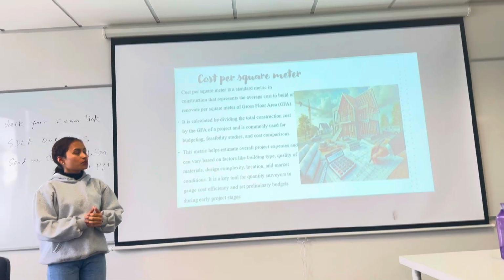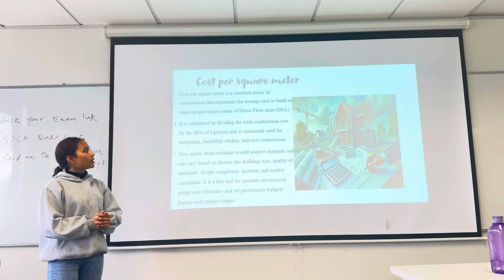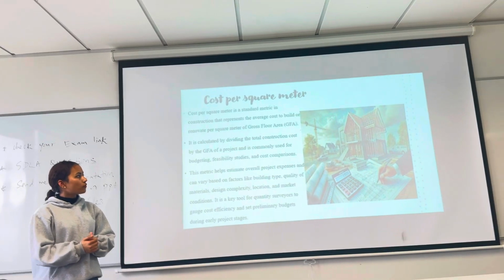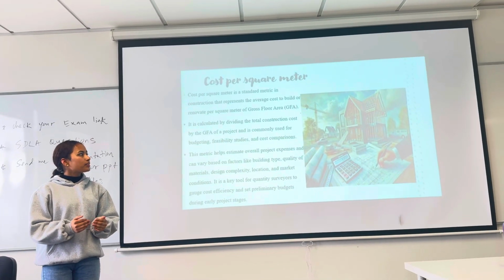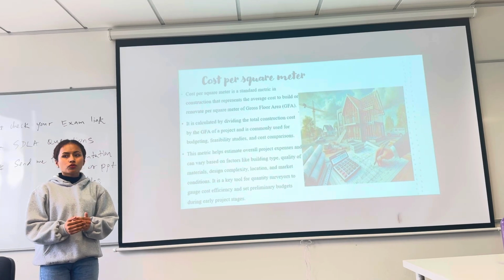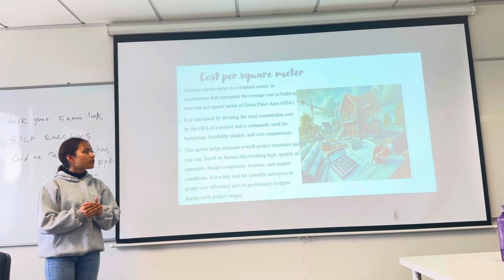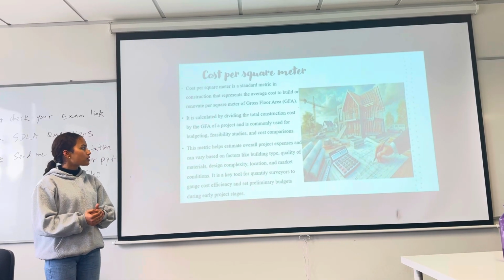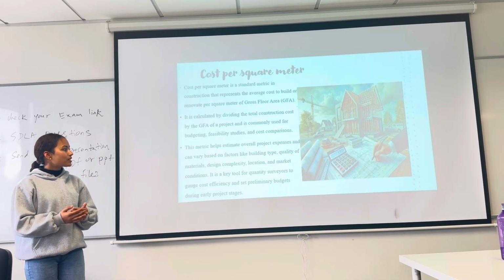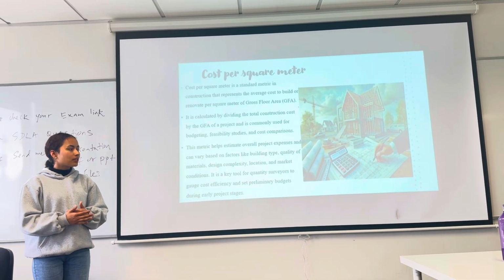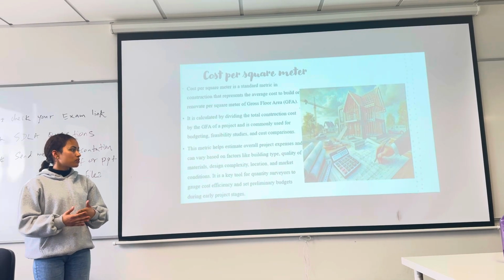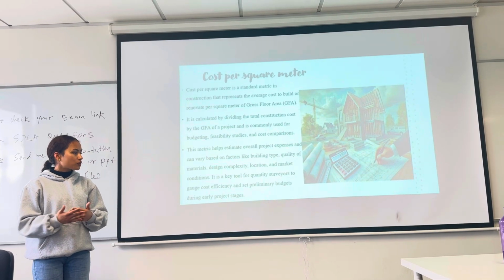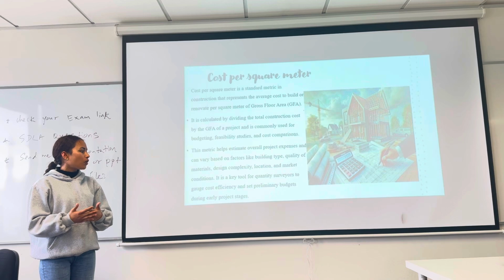The cost per square meter is a standard metric in construction that represents the average cost to build or renovate per square meter of gross floor area. It is calculated by dividing the total construction cost by the GFA of the project. It is commonly used for budgeting, feasibility studies, and cost comparisons. This metric helps estimate overall project expenses and can vary based on building type, quality of materials, design complexity, location, and market conditions. It is a key tool for quantity surveyors to gauge cost efficiency and set preliminary budgets during the early project stages.